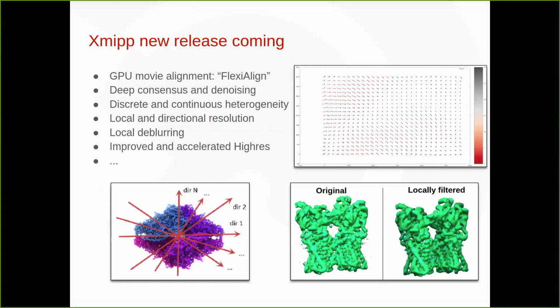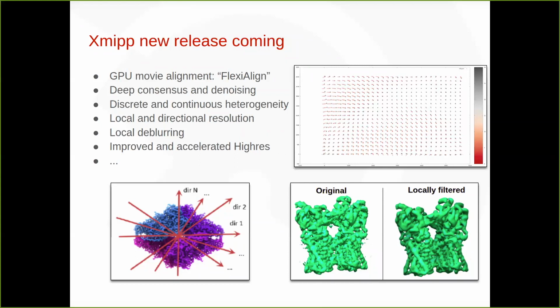Just allow me a brief comment about the Xmipp new release. There is a GPU movie alignment method. I think it would be called Flex Align, but I'm not sure if that will be the final name. There are deep consensus and denoising methods for the picking and micrographs. There are methods for discrete and continuous heterogeneity coming. Stuff about local and directional resolution and local deblurring.